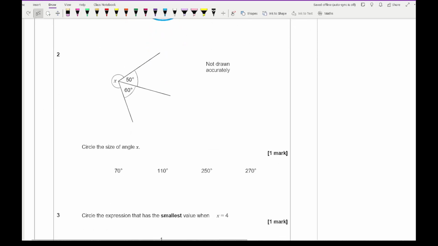For question 2, it says circle the size of angle X. Well, we know that angles around a point add up to 360. So if we take away the two other known angles, which total 210, 360 minus 210 gives me 250, which is our third option.